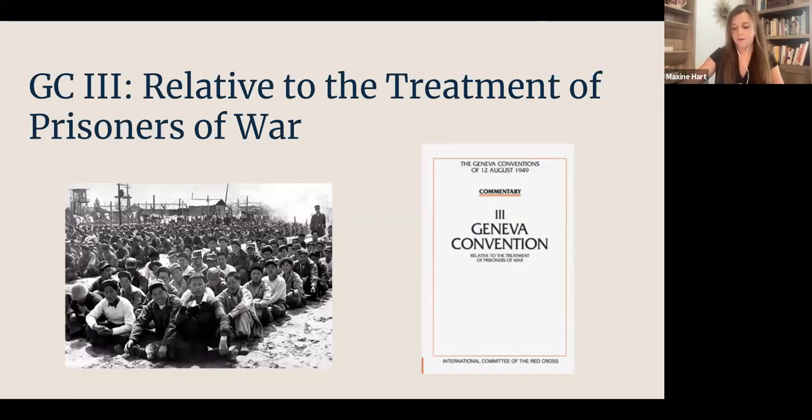So the first category of detainees that we'll look at are POWs. And IHL recognizes that enemy armed forces are per se, by their nature, a security threat. So that allows for their automatic internment, which again is detention for security reasons.